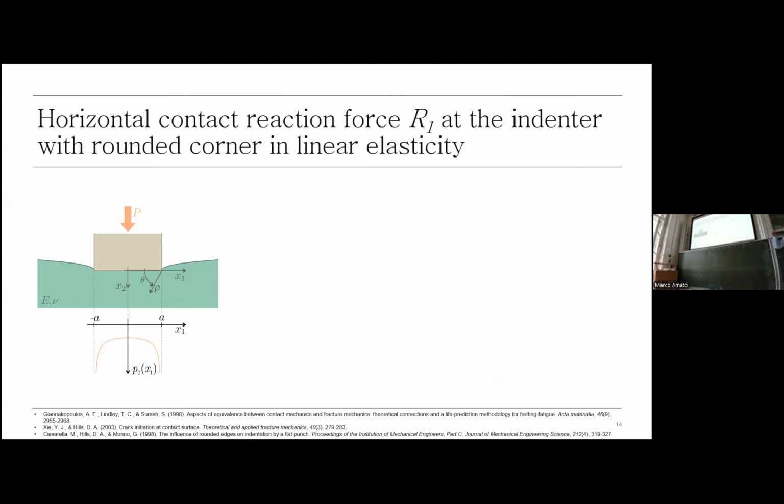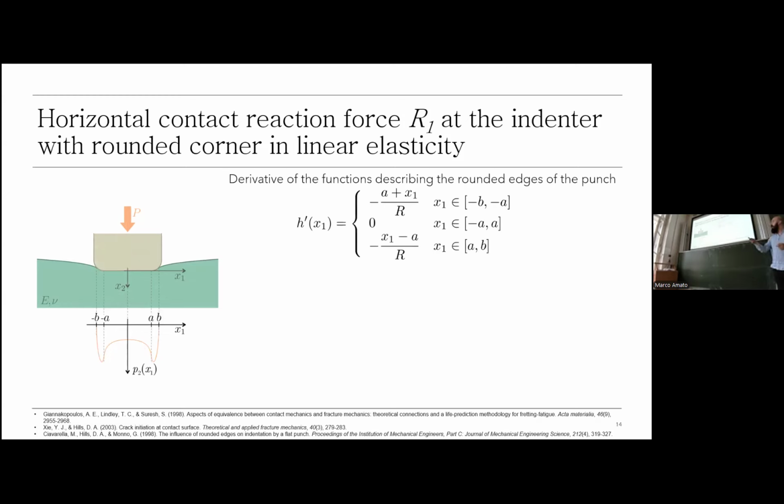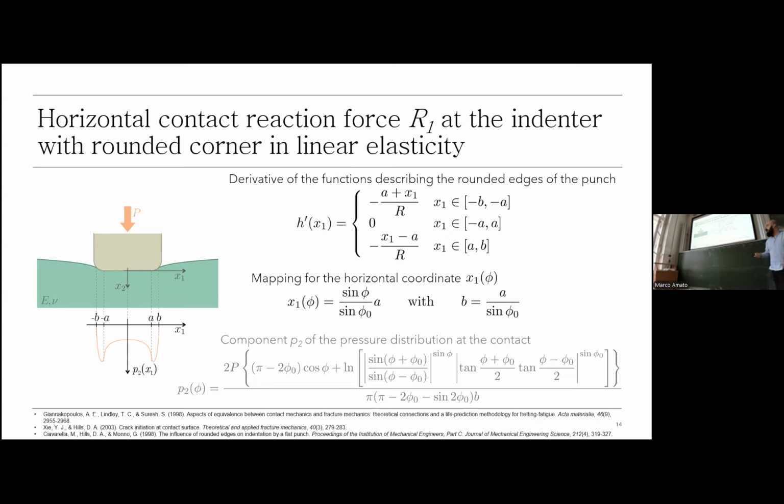But what happens when the corners of the punch are not sharp anymore, but rounded? The first derivative of the equation which describes the geometry of the punch is reported here, where A represents the limit at which the punch is perfectly horizontal and flat, while B is the unknown point at which we lose the contact between the elastic medium and the punch, and R is the radius of curvature of the smoothed corner. Now we introduce a map for the horizontal coordinate x1 as a function of the parameter phi, and following Ciavarella, the vertical component of the contact pressure distribution is also reported here.